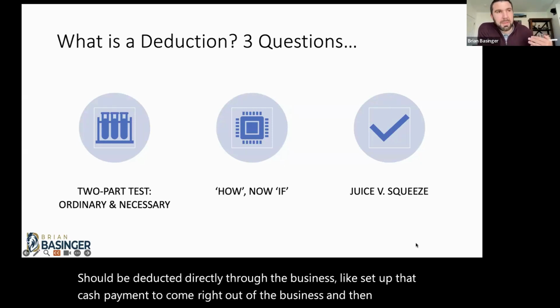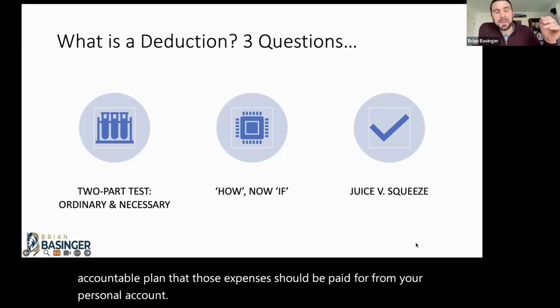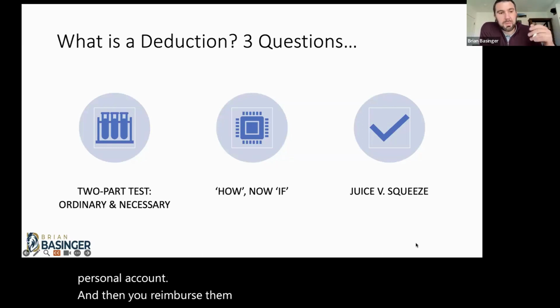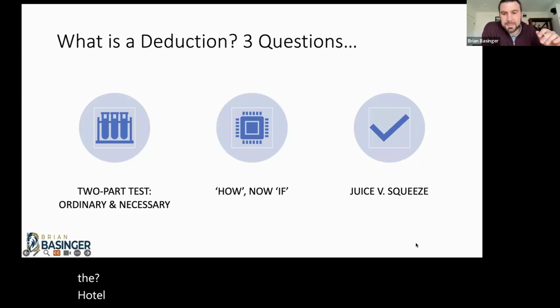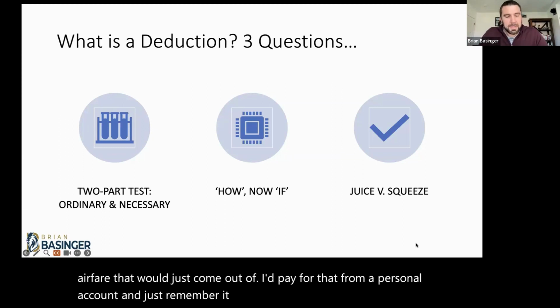And then with the accountable plan, those expenses should be paid for from your personal account, and then you reimburse them. So, what I was talking about with the hotel and the airfare, I'd pay for that from a personal account and just remember it as a sort of big line item.